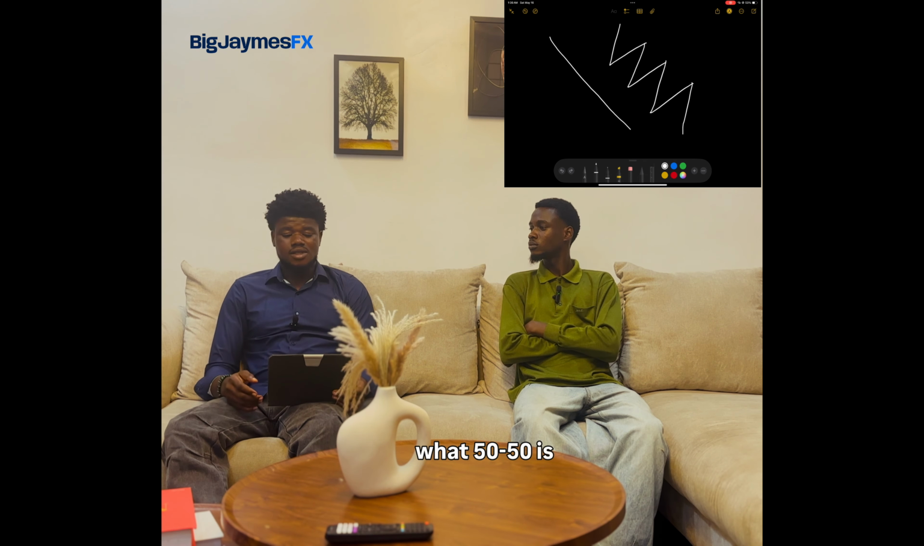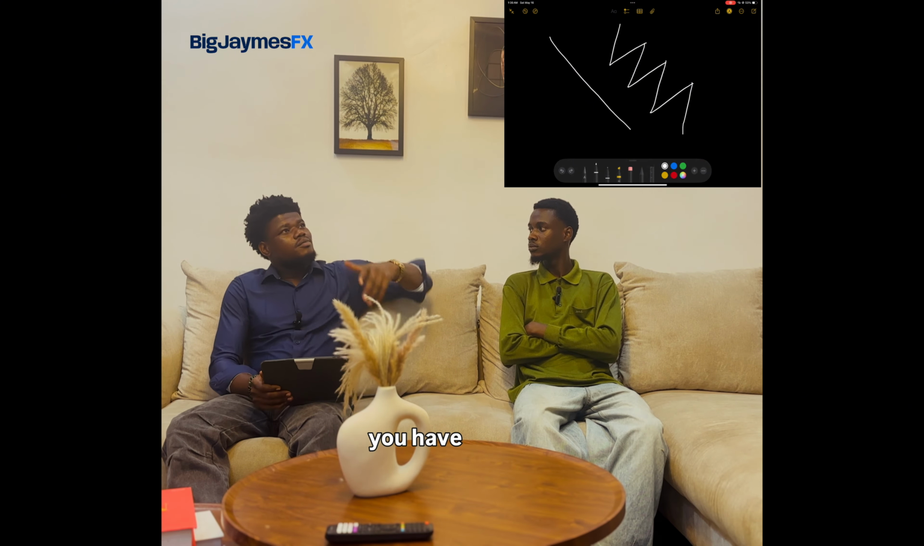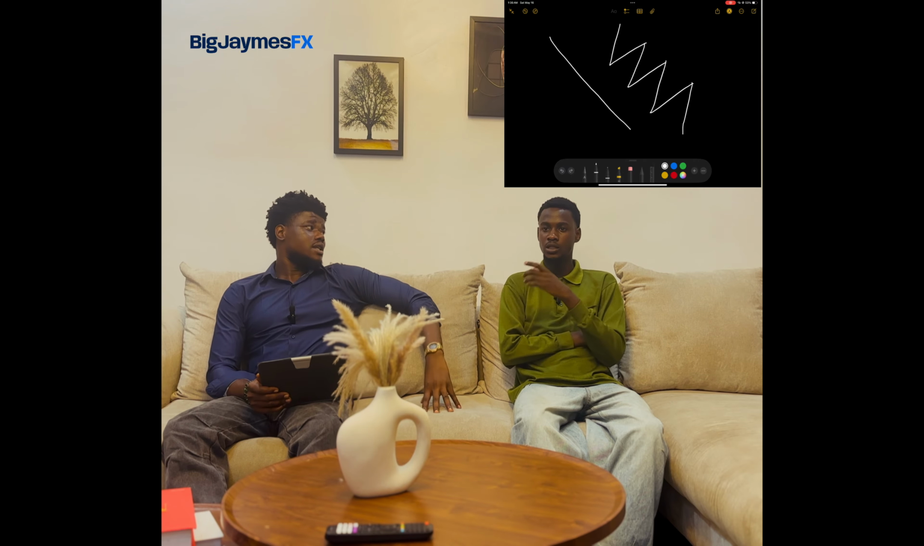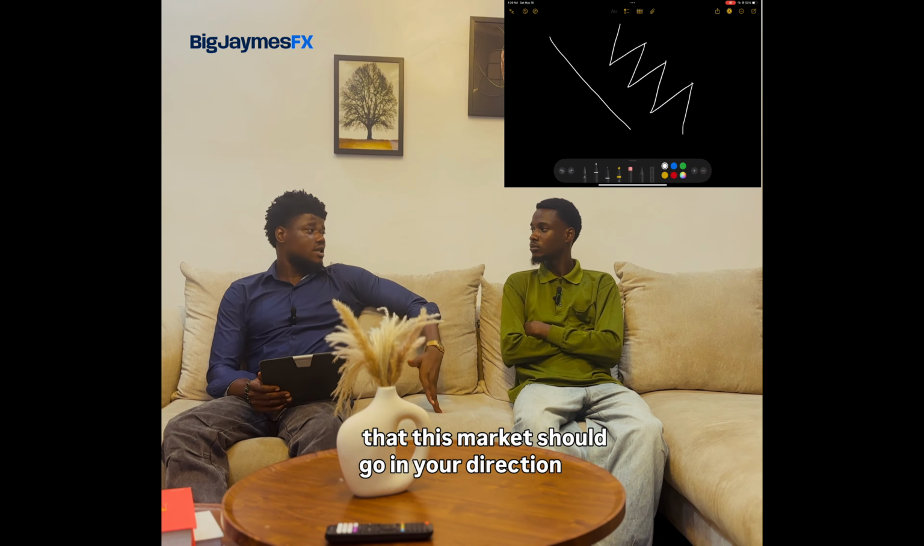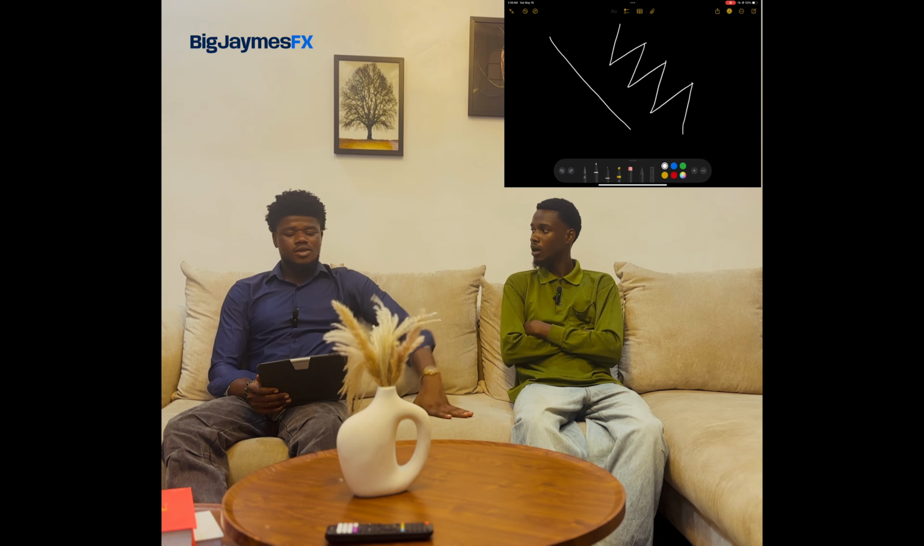That's what 50-50 is. But when you're following the trend of the market, out of 100, you have like 70 to 80% that this market should go in your direction. Now you're not gambling. Now you're very sure that something is going to happen. So that risking is worth it.